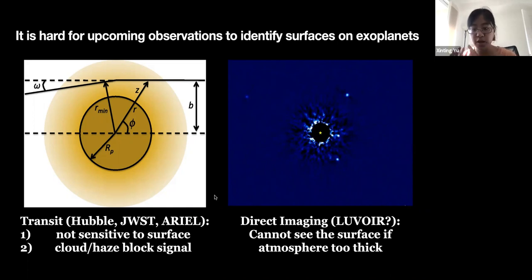Direct imaging is actually a good technique. It's sensitive to the surface because we're seeing emission directly from the surface. But we just don't have a good enough telescope to resolve planets as small as we're interested in, so 1, 2, 3 Earth-sized. And also, you can't really see the surface if the atmosphere gets too thick. If we're talking about maybe 100 bar, several hundred bar atmosphere, you probably can't see the surface. So it's hard to do, okay?